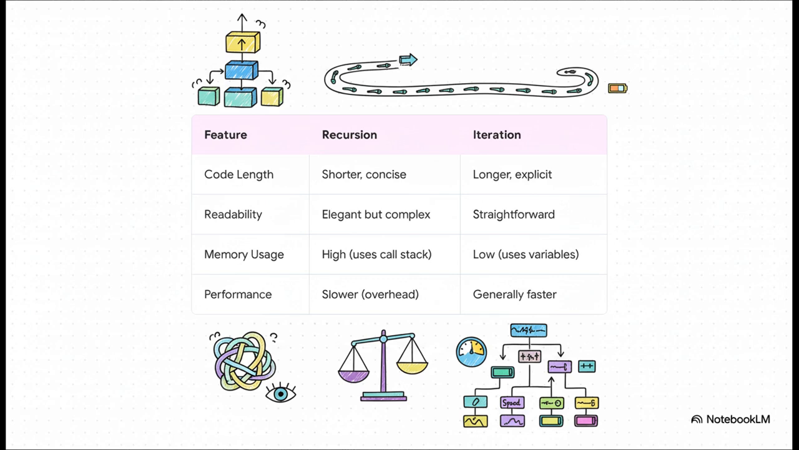Now the big one, memory. Recursion uses a lot more memory, because every single time the function calls itself, it has to keep the original call open, waiting on what's called the call stack. Iteration, super low memory usage. And that also means iteration is generally faster, because it doesn't have all that overhead of making function calls.